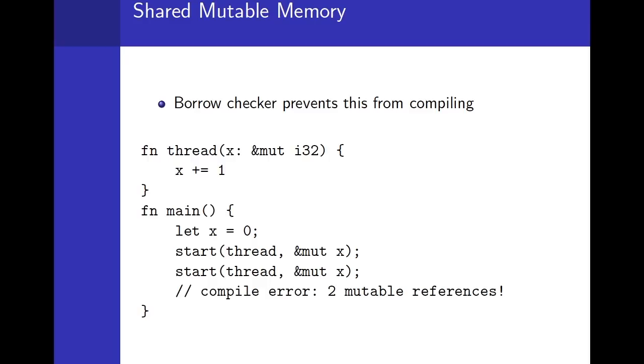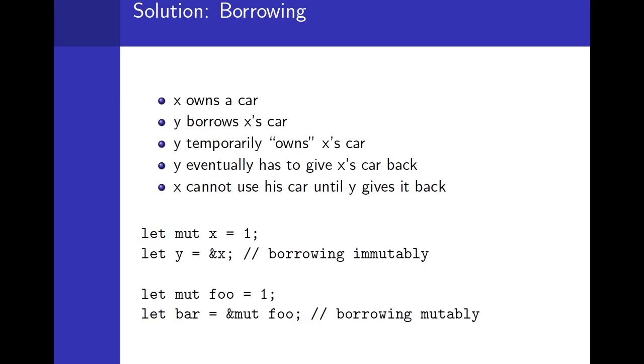Borrowing can be thought of much in the same way as one friend letting another borrow their car. If y borrows x's car, then x cannot access his car while y is borrowing it. There are two ways to borrow variables in Rust: immutably, where the state of the variable cannot be changed by the borrower, and mutably, where the borrower can change the state of the variable.